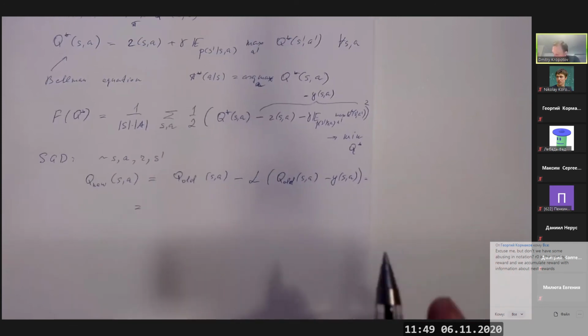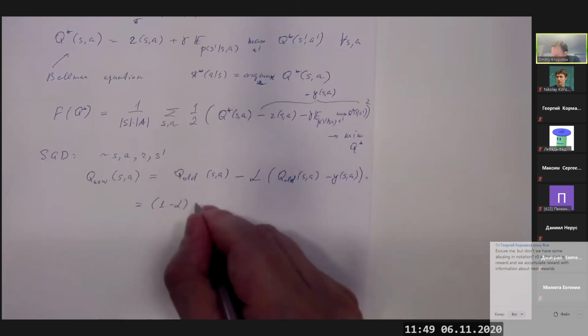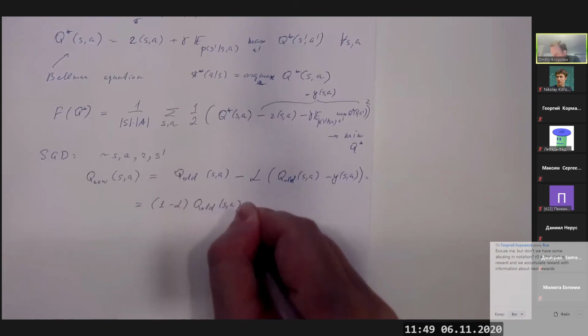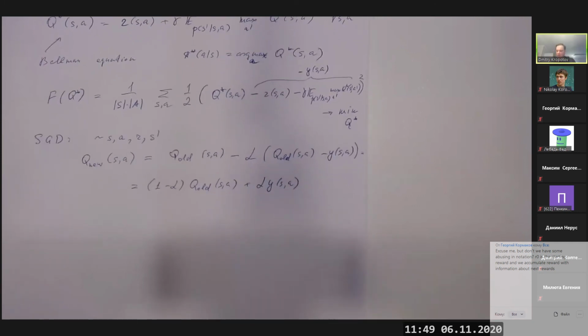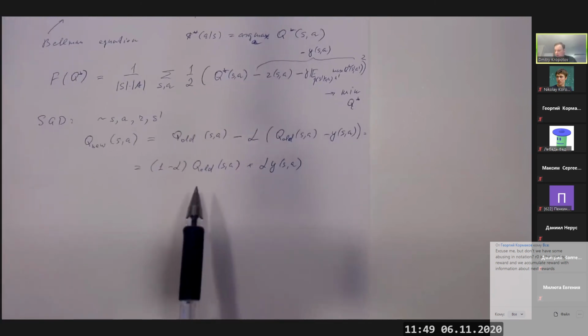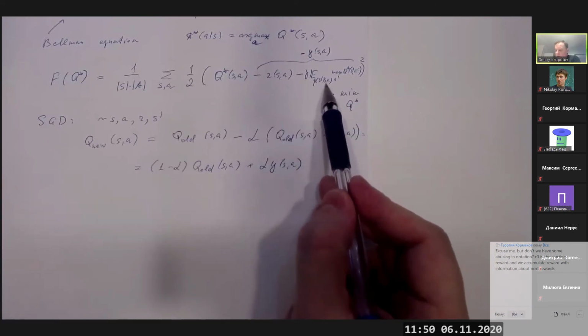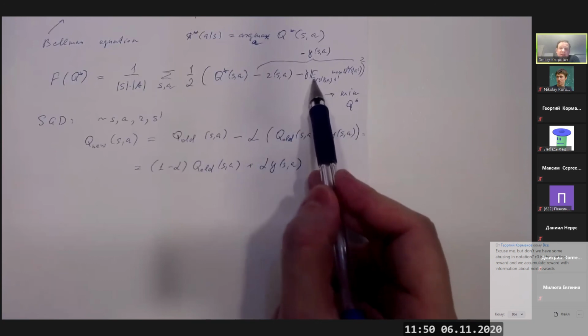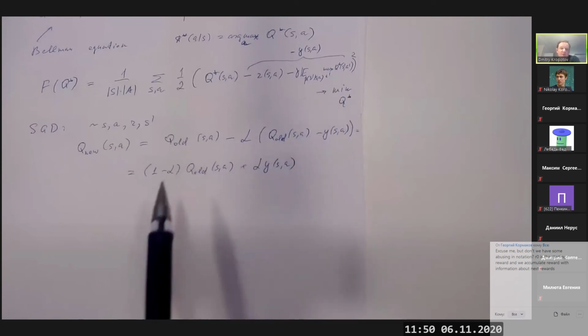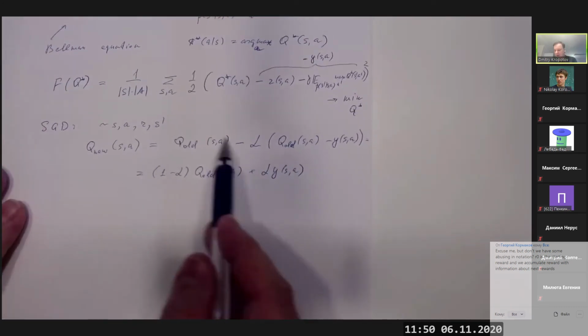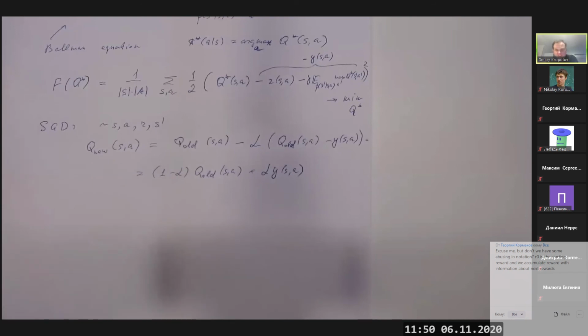So let's transform this a bit. It becomes 1 minus alpha times Q old, let's say, plus alpha times y SA. So it's a kind of exponential averaging. This is our algorithm. As you may notice, this algorithm does not depend on actual knowledge of the transition probability, and it doesn't require you, even if you know it, to calculate any expectation. You just use samples, and with these samples you learn the optimal Q function.